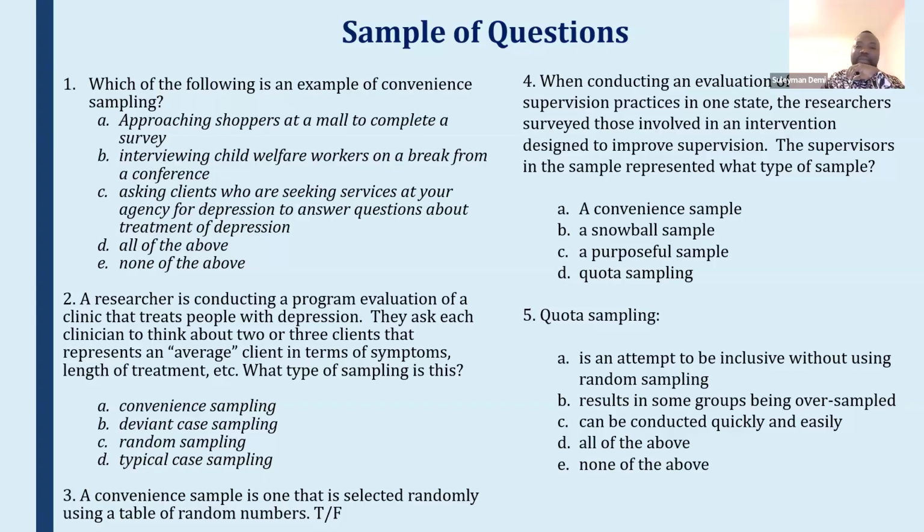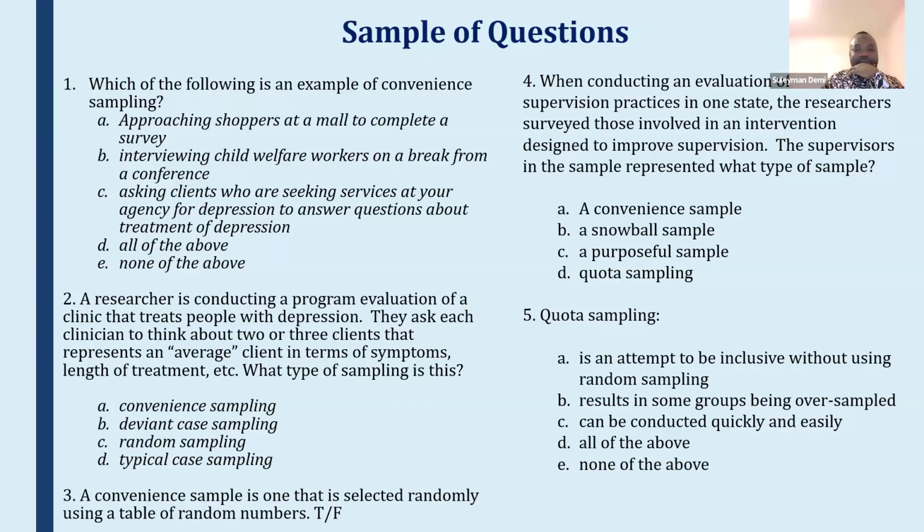Question 2, who will read for us? Quickly. I'll read it. Go ahead. A researcher is conducting a program evaluation of a clinic that treats people with depression. They ask each clinician to think about 2 or 3 clients that represent an average client in terms of symptoms, length of treatment, etc. What type of sampling is this? A, convenience sampling, B, deviant case sampling, C, random sampling, or D, typical case sampling.